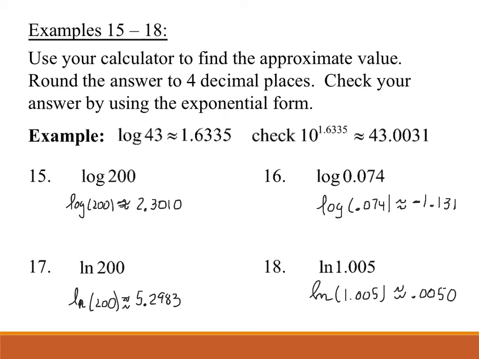So here are our answers that we have. The log of 200 is approximately 2.3010. The log of 0.074 is a negative 1.131. The natural log of 200 is approximately 5.2983, and the natural log of 1.005 is 0.0050.